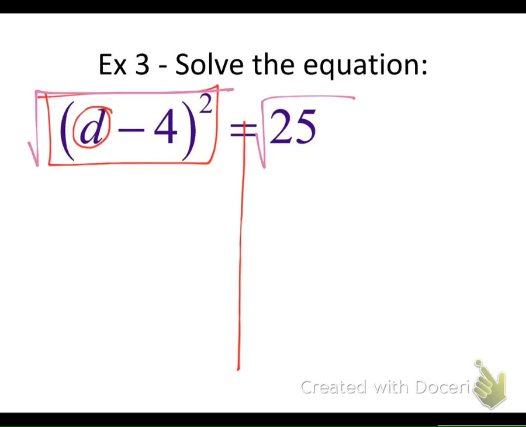What does this do, taking the square root of both sides of the equation? It cancels out the square. It cancels out the square and the square root. Good.